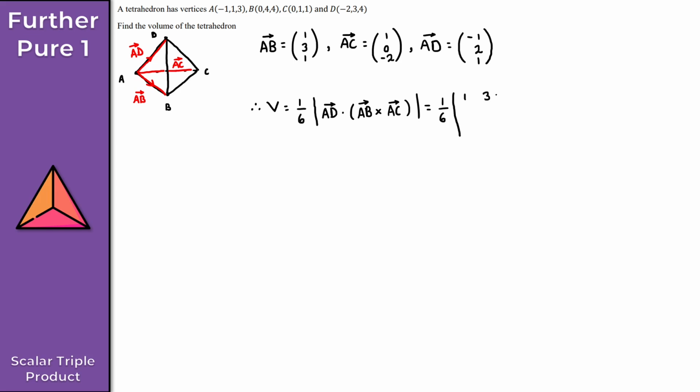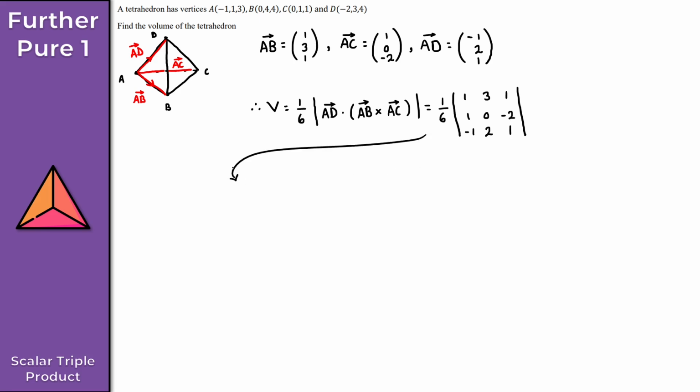I get 1, 3, 1. 1, 0, minus 2. And then finally we get minus 1, 2, 1, like so. So all we need to do now is evaluate this 3 by 3 determinant. Again, just like we saw for the previous question, if your calculator can do this, that's great. You can just evaluate it using your calculator. If not, you just have to do it by hand. But again, it's nothing too challenging here.